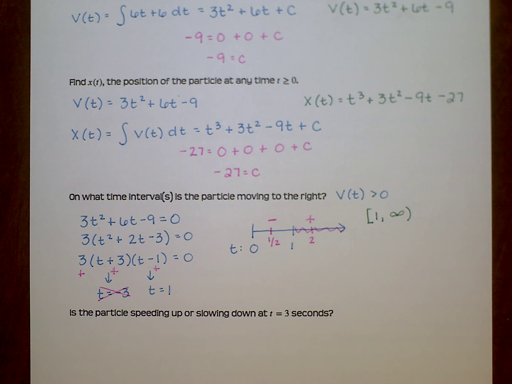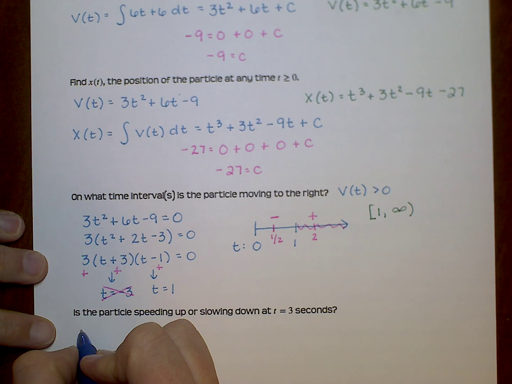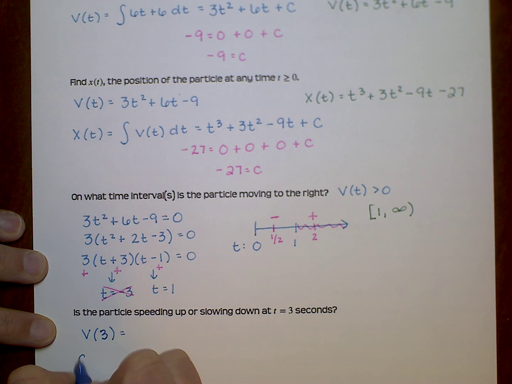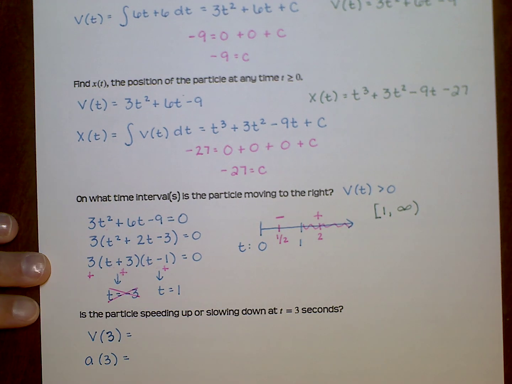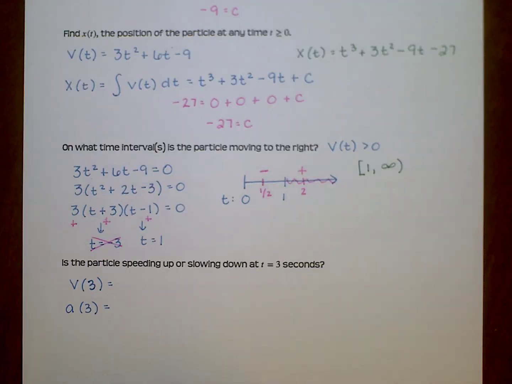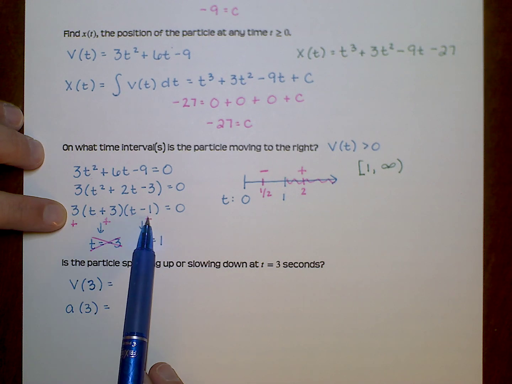So, okay. Speeding up or slowing down at 3 seconds. You've seen this question before too. For speeding up and slowing down, what I want to know is what's happening to v of 3 and what's happening at a of 3. And again, if you don't want to crunch the numbers all the way, all we really care about is if this is positive or negative. So I'm going to look at my velocity function, which is up here. I will crunch the numbers. I'm probably going to use this factored version.